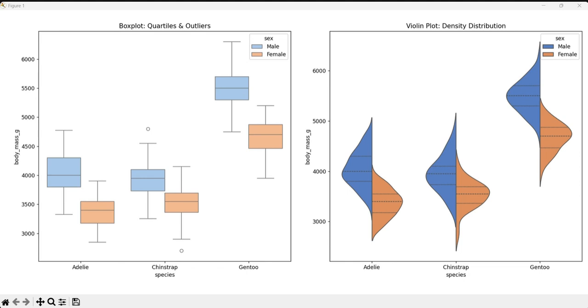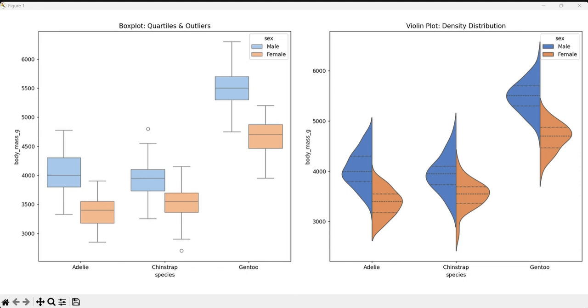Species comparisons are also there. Gentoo penguins are heavier than both Adelie and Chinstrap penguins. Their lowest weights are almost higher than the highest weights of the other two species. And you can see the sexual dimorphism. In all three species, males are consistently heavier than females. We can see this from the blue boxes and violins always being positioned higher on the y-axis than the orange ones. That is basically depicting that.